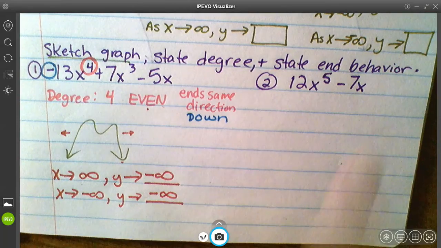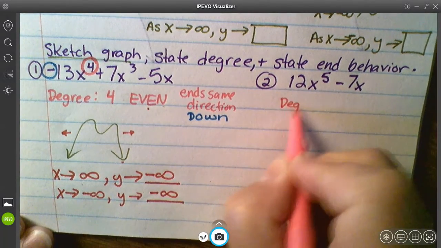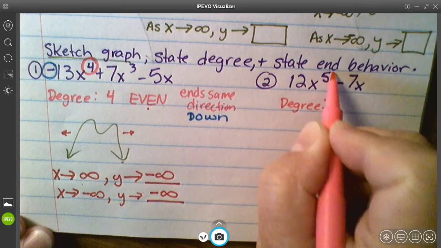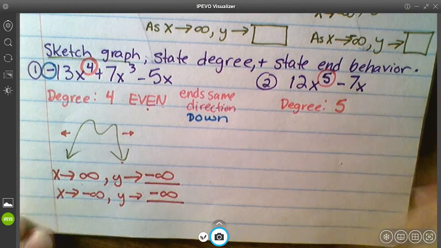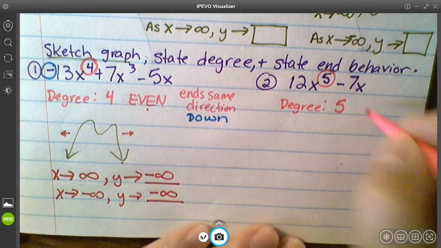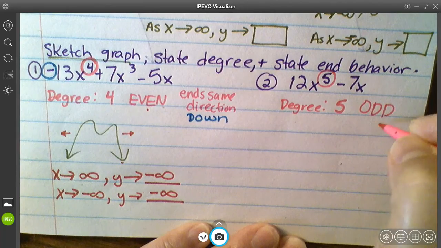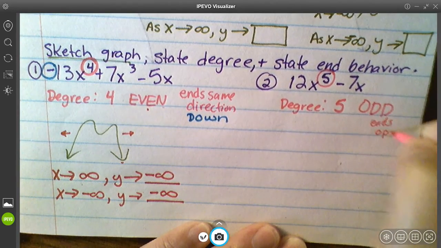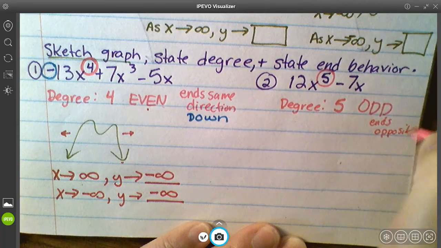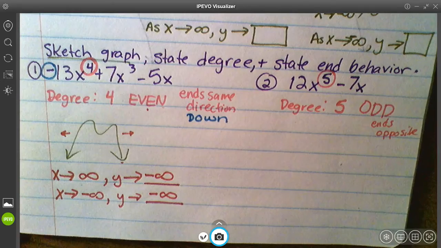Now let's take a look at the next one. For this one, my degree is 5. This is a quintic binomial. It has 2 terms. The degree is 5, which is odd. And so this odd tells me the ends are going opposite each other. So I've got one pointing up and one pointing down.